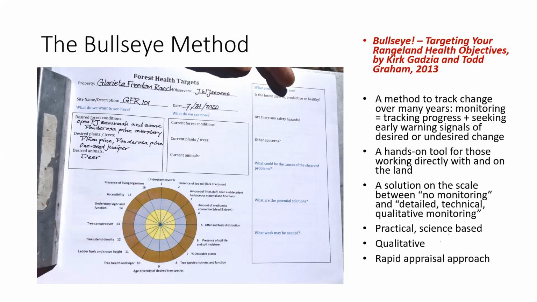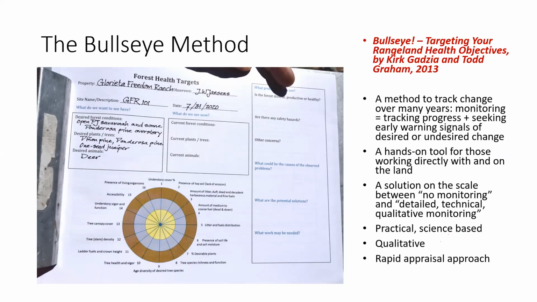Okay, then a little bit about the Bullseye method. The Bullseye method was developed for rangeland health objectives, but can also be used for pinon juniper woodlands, especially, of course, when there is a significant grass component. Then you maybe don't even have to adapt it. But I have adapted it for forest health targets and tested it out in the last 5 years with clients such as Santa Fe County and here on the Glorieta Freedom Range, and it works really very well.